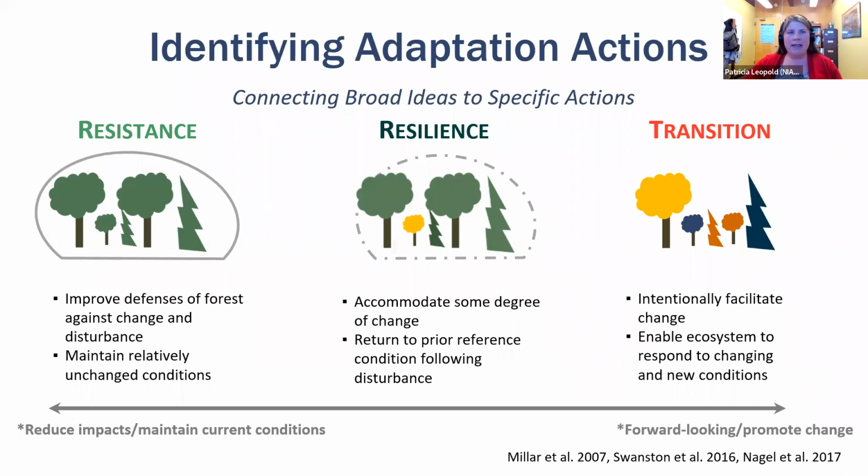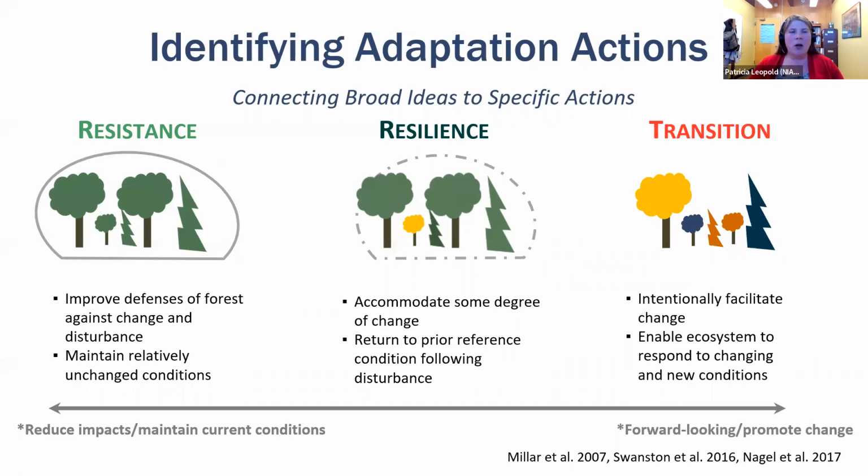So resistance, resilience, and transition are lying on a spectrum, and that spectrum really covers a range of really wanting to keep things the same versus really helping a system change. And so you can see there's a lot of gray area between those two mindsets.